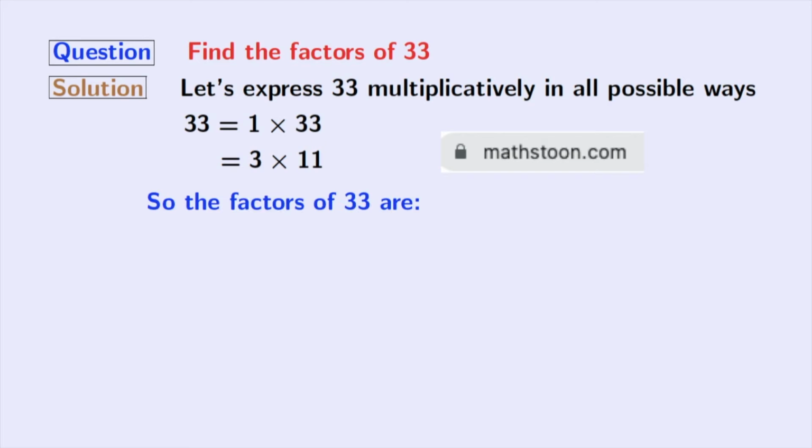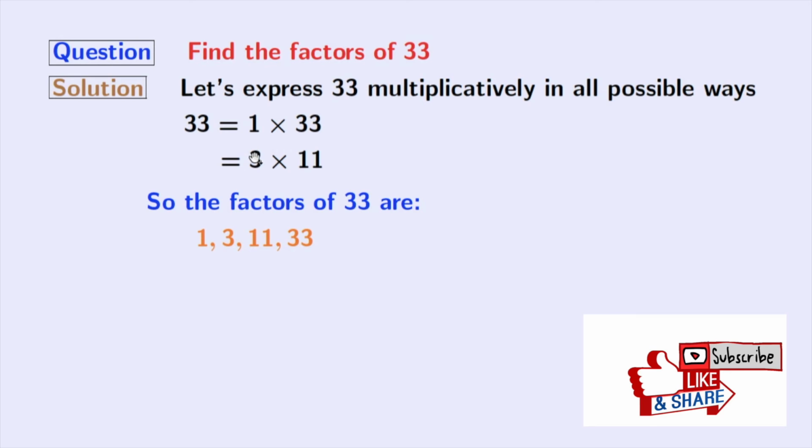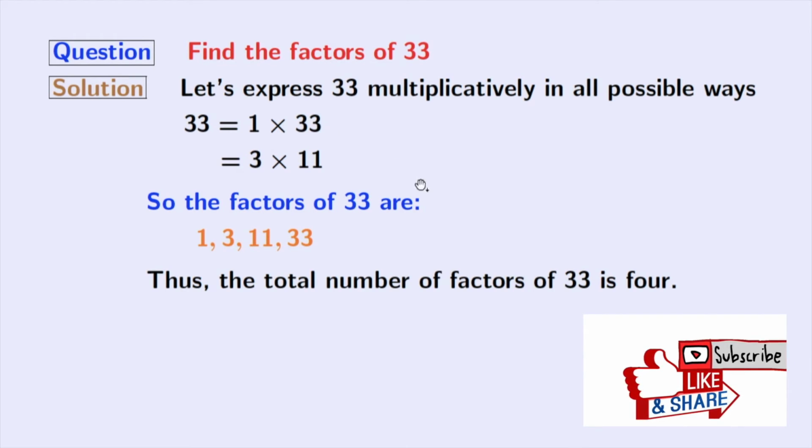So look, we have all the factors of 33, which are 1, 3, 11 and 33. So the total number of factors of 33 is 4.